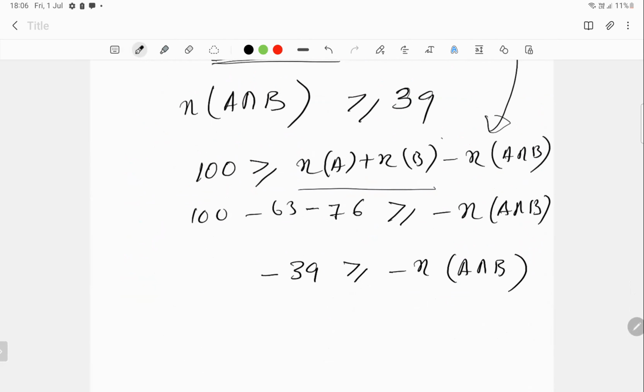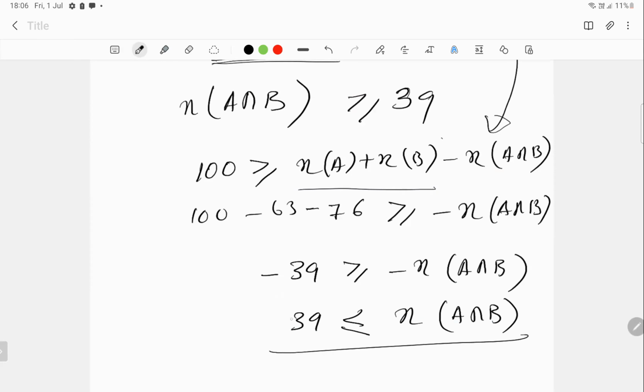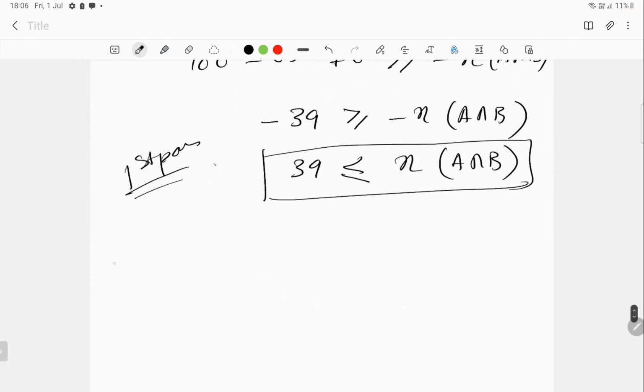And just now I showed you an example, minus 1 will be greater than minus 2. Fine. So if we multiply by minus on both sides, what will happen? The inequality sign will change. So 39 will be lesser than or equal to N(A intersection B). Okay, that's how we reach here. Understood? Okay, this is the first part. And the second part is your homework.